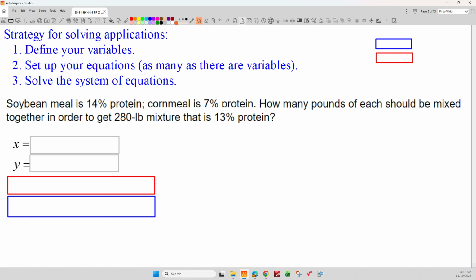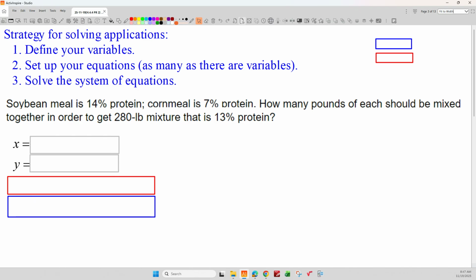Step two, we need to set up our equations. And remember, the fundamental theorem of algebra tells us we need to have at least as many equations as there are variables. And then step three is we just flip into algebra mode and solve the system.